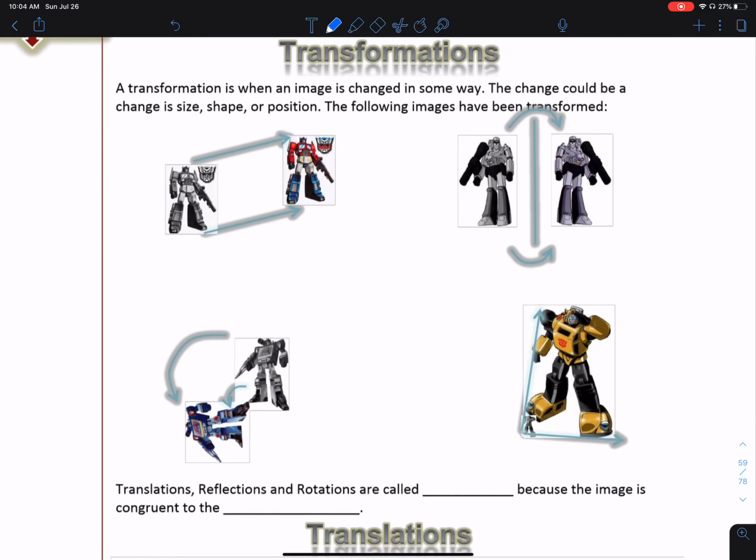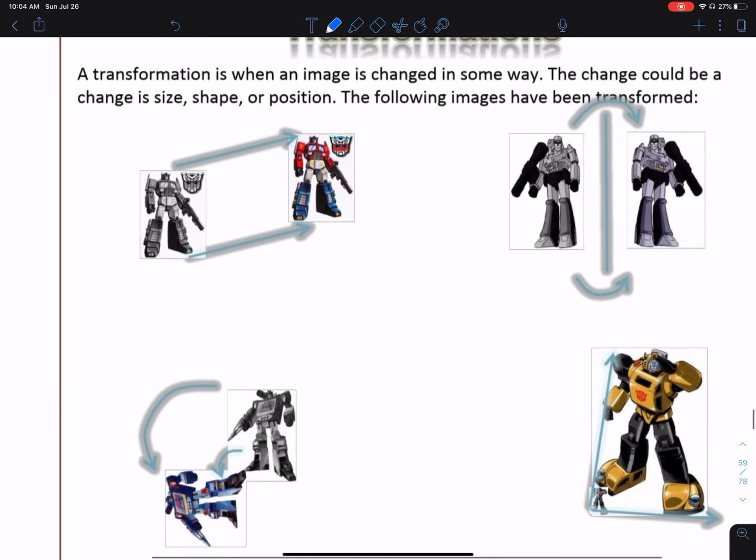A transformation is when an image is changed in some way. This could be a change in size, shape, or position. The following images have been transformed. So this figure here got moved to the right and up. This is a translation.